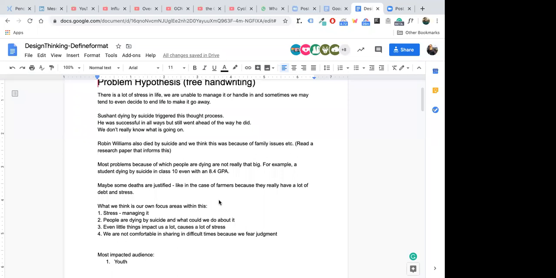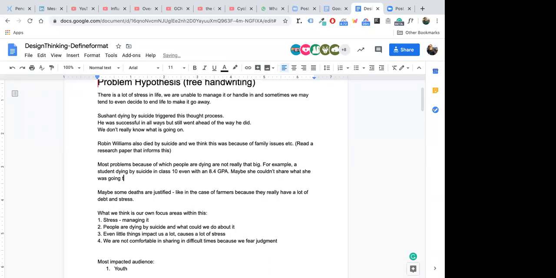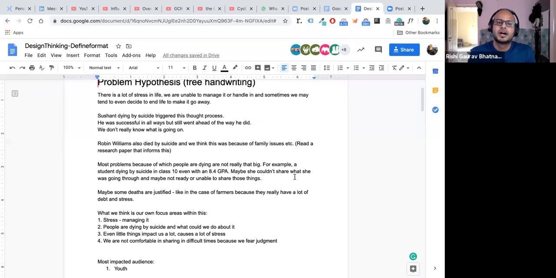There was family stress or societal stress that she was going through, which I'm unaware of. So there comes the same thing, that people are not ready to share those things while going through that situation. In the farmer case, I'm able to see that perspective, but in that case all the stress is just in the mind. Okay, so I'll ask you some very hard-hitting questions now.